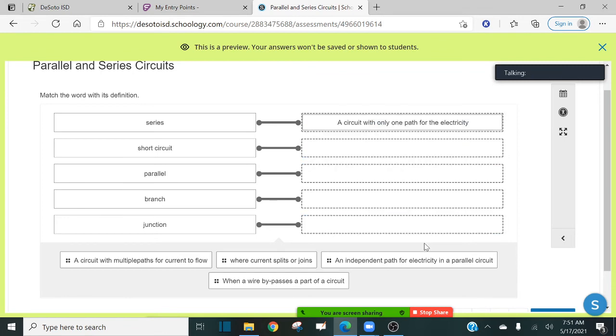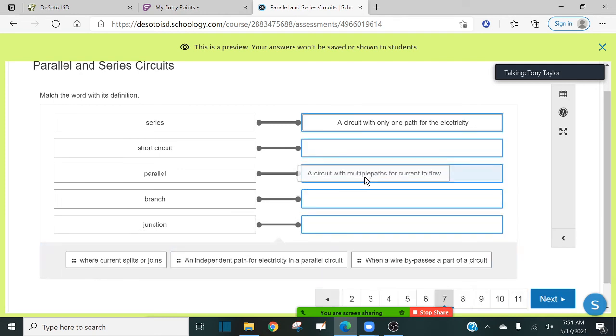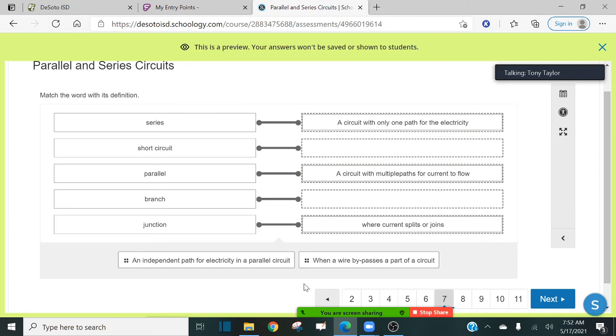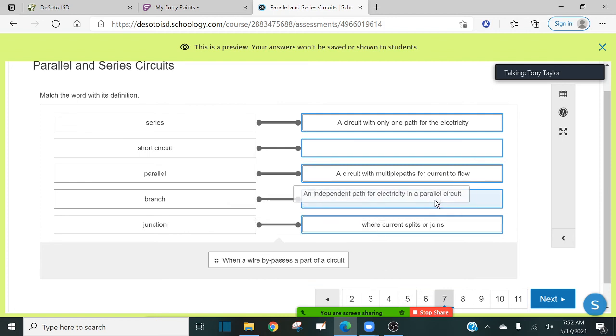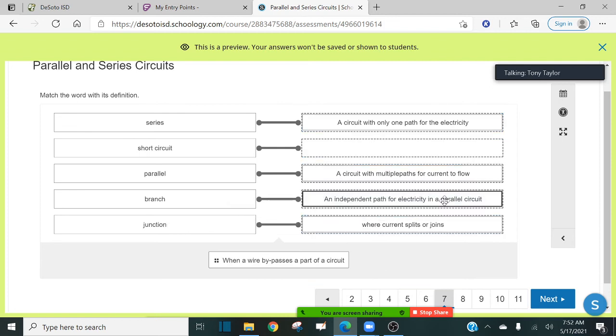Okay. A circuit with multiple paths for current to flow. We are talking about that's parallel. Where current splits or joins, that is a junction. Kind of mentioned that earlier. An ended path for electricity in a parallel circuit. Okay, so a single branch is an independent path.